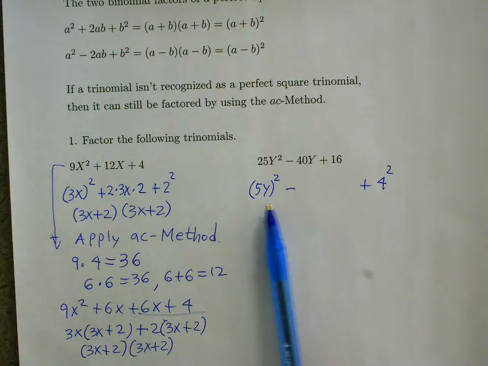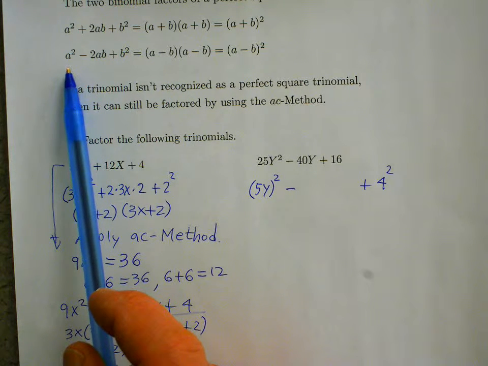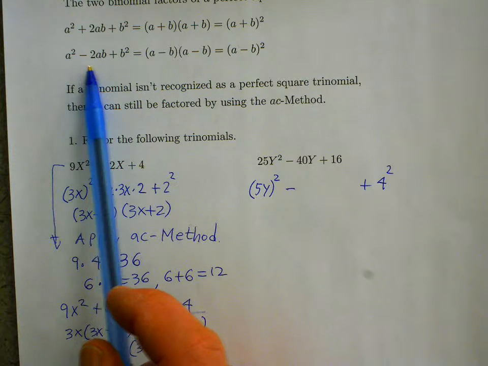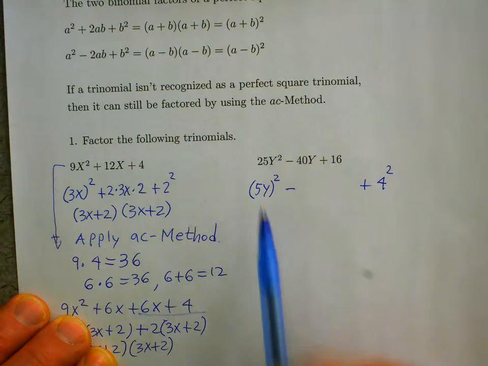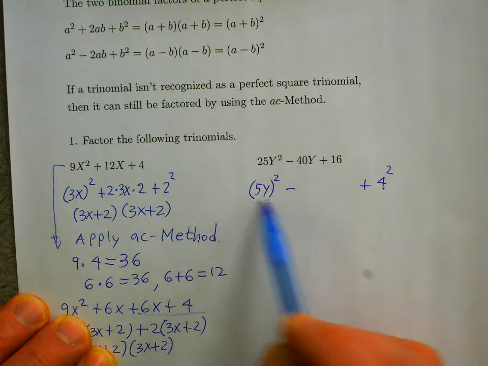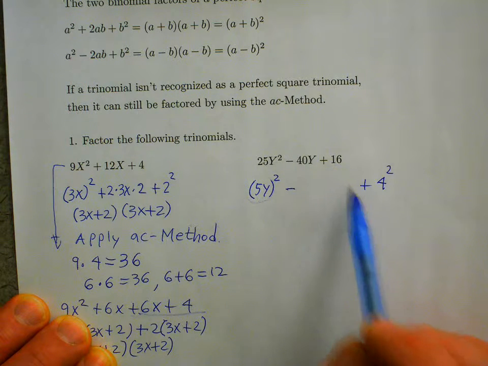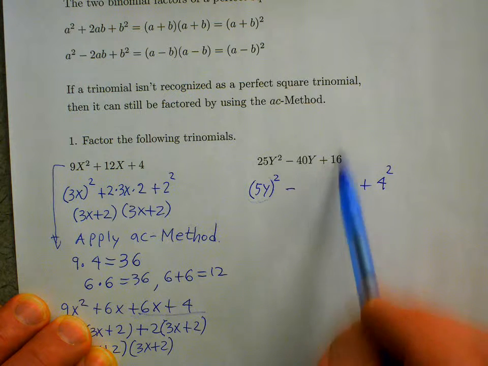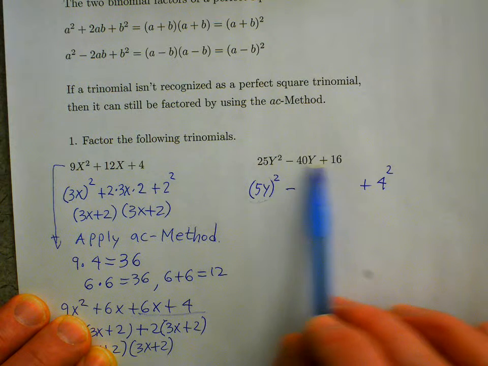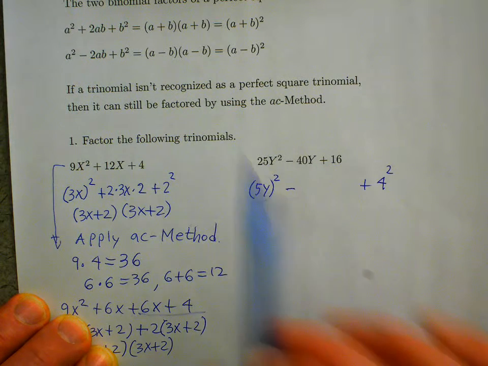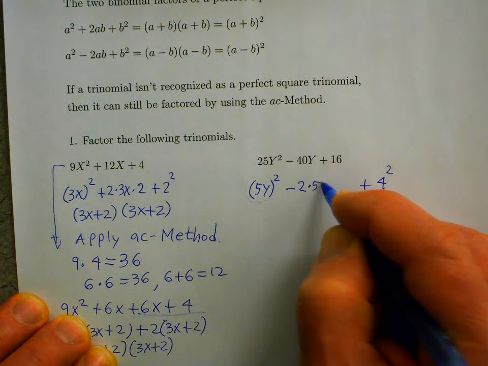Okay, so if this is a perfect square trinomial, then it's of this form up here. It's of the form a squared minus 2ab plus b squared. And so in this particular case, the term that takes the place of a is 5y. And the term that takes the place of b is 4, because b squared is the same as 4 squared. And then to check to see if this really is a perfect square trinomial, we can write down minus 2 times ab, so minus 2 times 5y times 4.